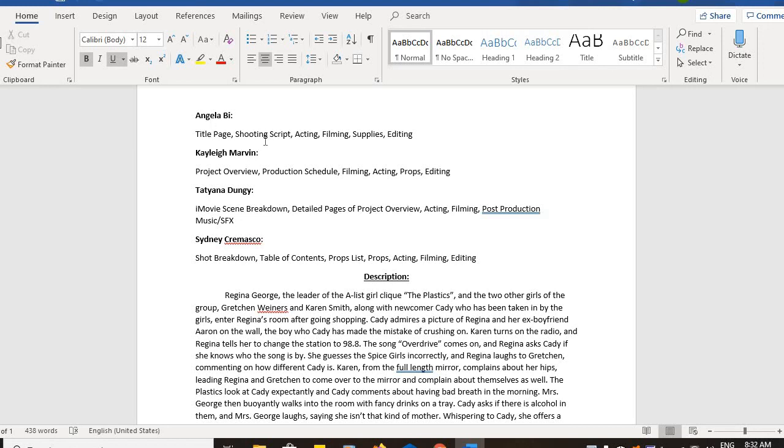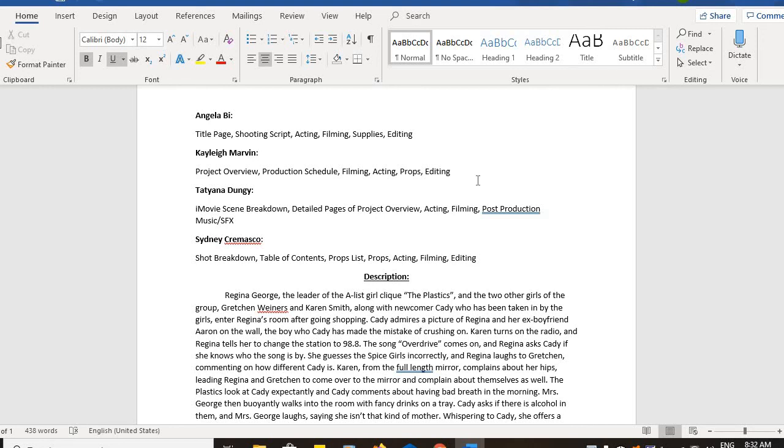Each group member should be given, as much as possible, an equal amount of work, but different work. You can't tell me that everybody worked on the shooting script. You can't tell me that everybody worked equally on the title page. It doesn't make sense. The title page can be designated to one person. You can't tell me that everybody worked equally behind the camera filming, editing. So you have to break it up.